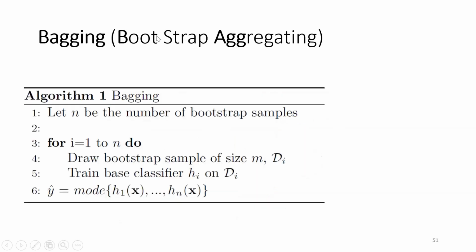I'll go to bagging here, guys. Bagging is called bootstrap aggregating. In short, bootstrap aggregating. Bootstrap aggregating, or bootstrap sampling, is one of the sampling techniques, a sampling technique with replacement. That's the technique which is incorporated in this particular bagging algorithm.